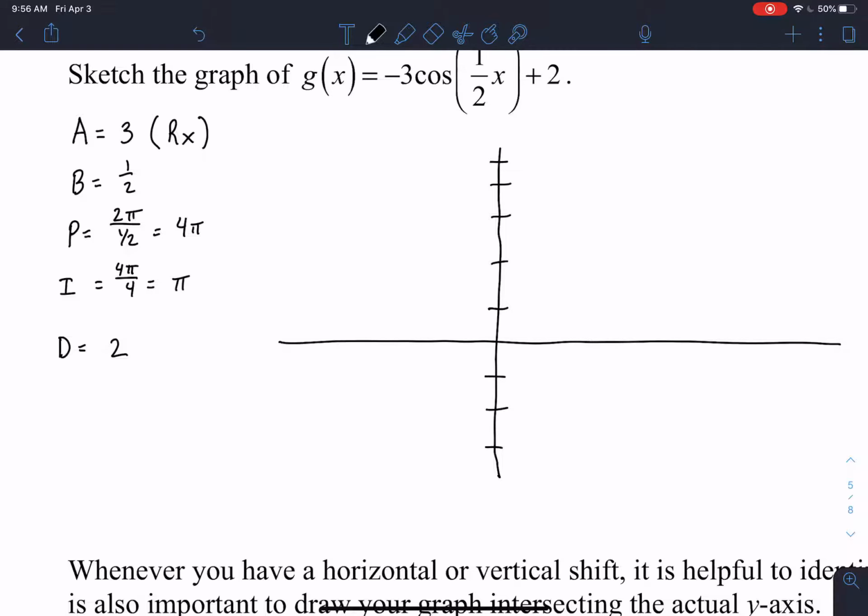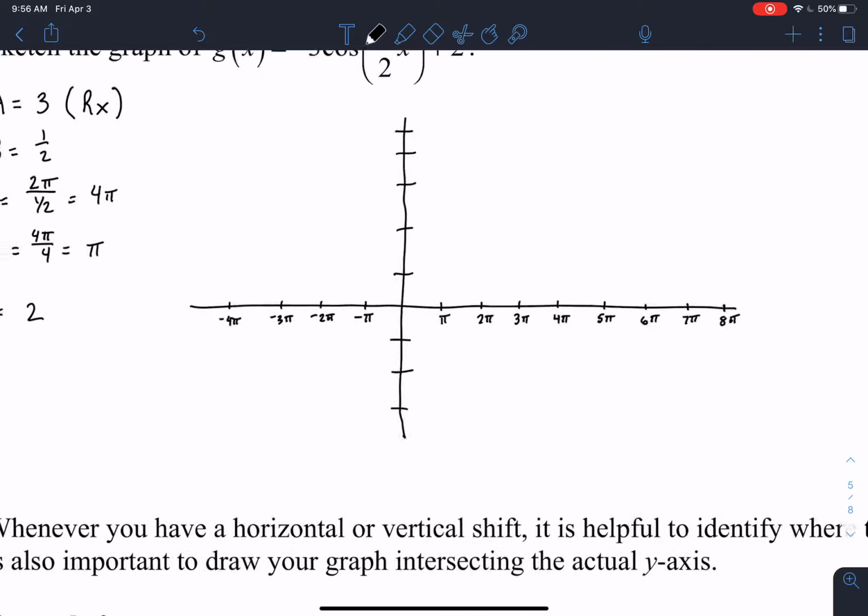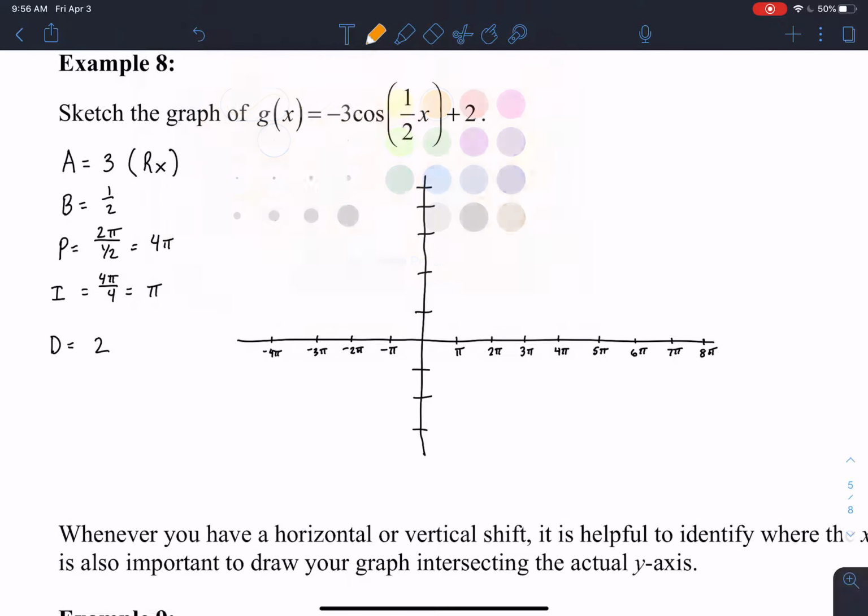So I have to go up by pi. I got pi, 2 pi, 3 pi, 4 pi, 5, 6, 7, 8, and then 1 in the other direction. Now I'm going to redraw my principal axis, because it's a shift up 2, it's going to go to y equals 2.